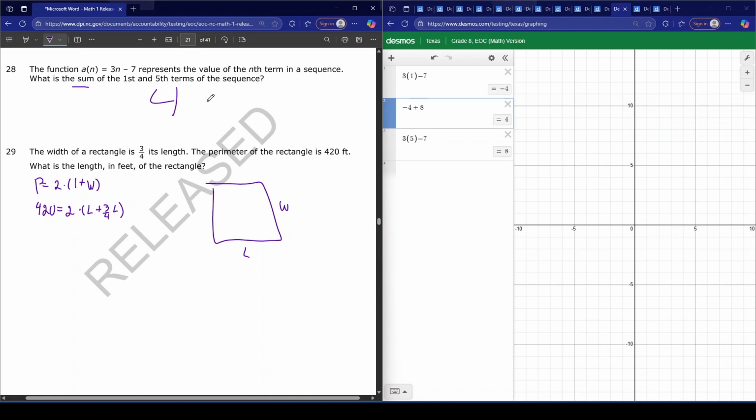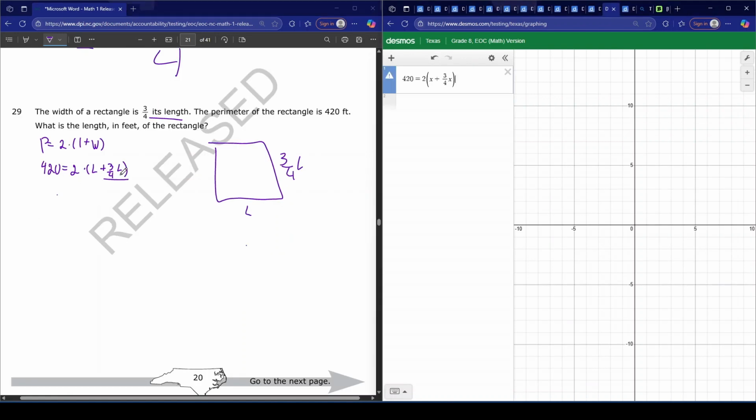All right, moving on. Question 29. The width of a rectangle is 3/4 of its length. The perimeter of the rectangle is 420 feet. What is the length in feet of the rectangle? Over here I have a primitive version of a rectangle, with the length over here and the width over here. I'll also have the formula: perimeter equals 2 times length plus width. And I also replaced everything with the information that we're given.